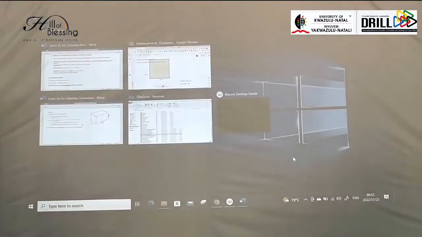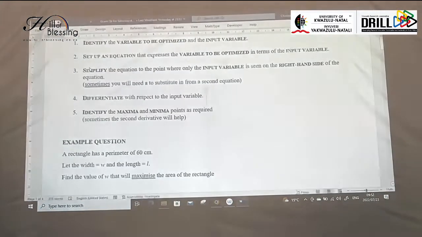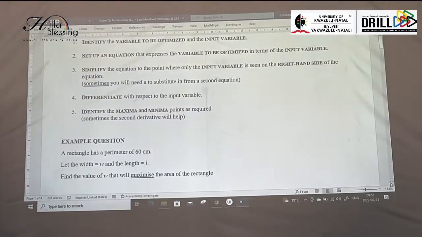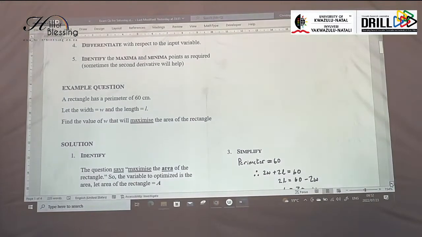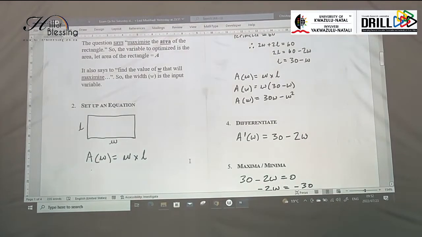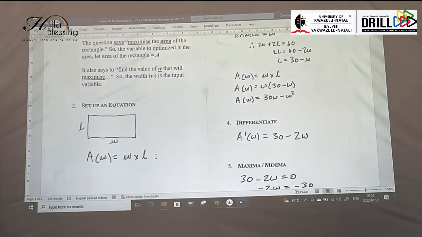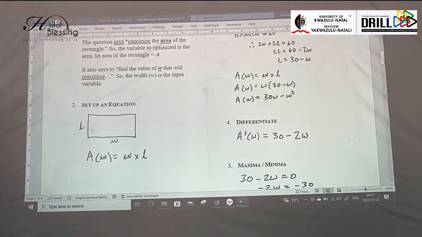The variable we want to optimize is the area of the rectangle. Let's call it A, capital A for area, and that is a function of W, the width. We know that in any rectangle, the width times the length gives you a formula for the area. So that's step number 2 done.